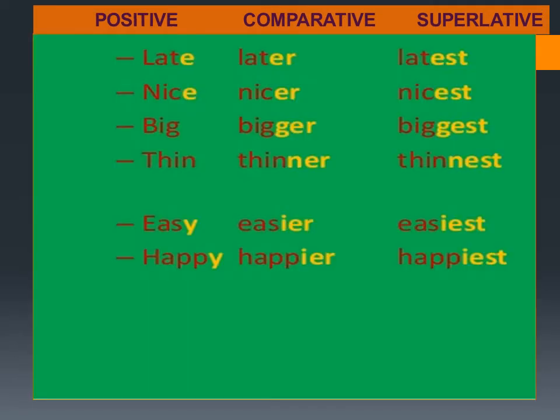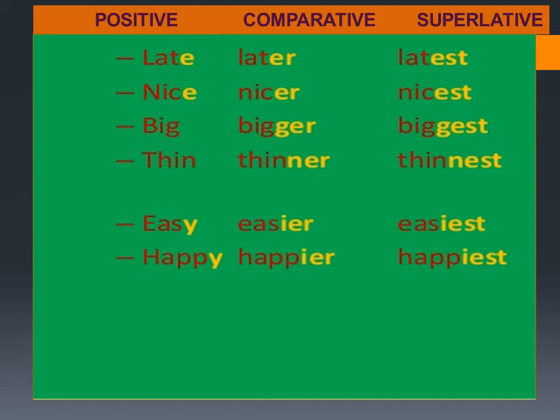Now let us look at the rules to be followed to change the adjectives from positive form to comparative and also to superlative form, children. Now if you look at the first example, the positive adjective form is late, L-A-T-E, and the comparative form is later, L-A-T-E-R, and the superlative form is latest, L-A-T-E-S-T.